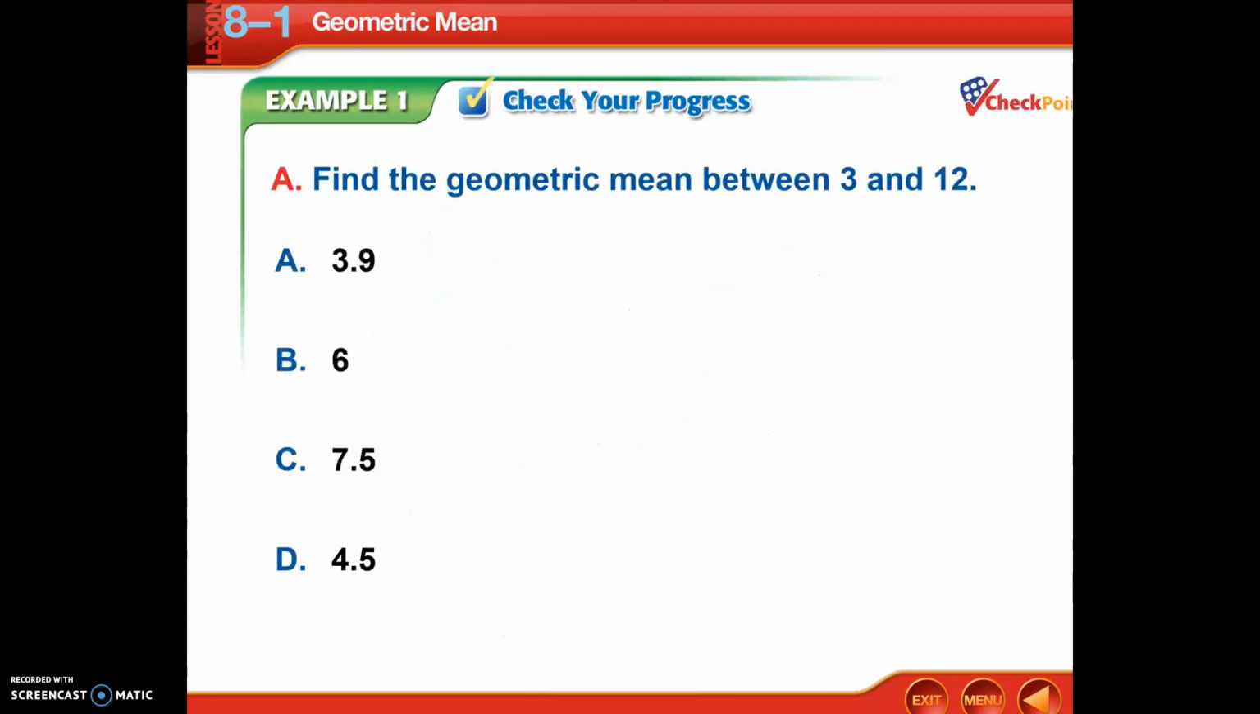So the geometric mean between 3 and 12, I don't have to set up that proportion because I know how that's going to work. It's the square root of 3 times 12. So x equals the square root of 36. x equals 6.